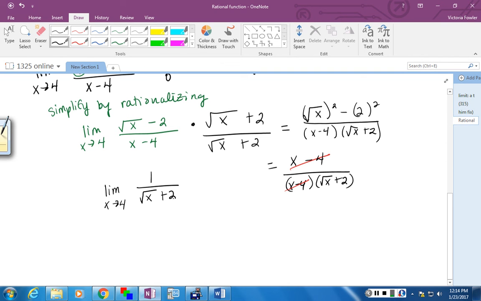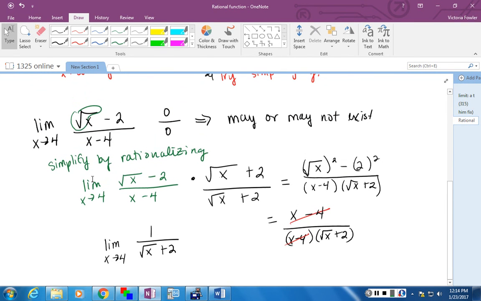Okay, so I've used some properties, I've algebraically manipulated this. Now can I plug in 4 to this function that we're saying our initial function behaves like? Let's see what happens. I go 1 over the square root of 4, plus 2. Yep, sure enough, I'm going to get 1/4. And so that is my limit as x approaches 4 of the function we started off with. So it looks good.